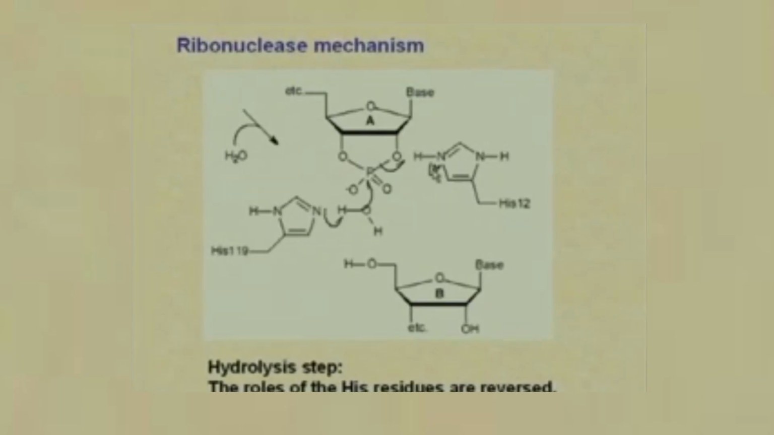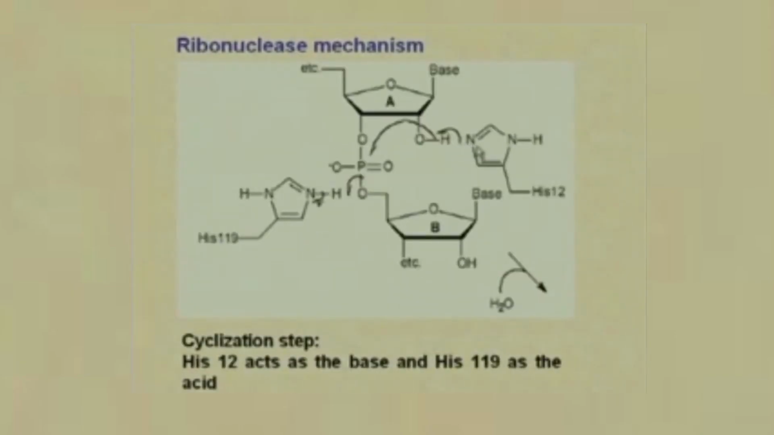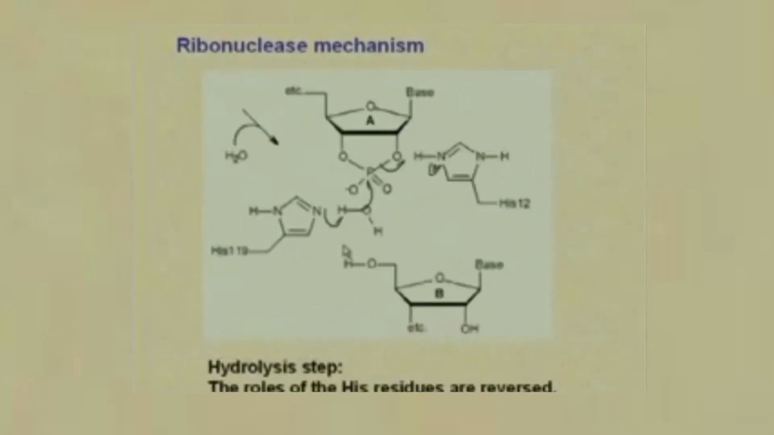In the previous step, let's go back one slide. In the previous step, this histidine 12 acted as the base. It abstracted the H from the 2' OH. Now after it abstracts the H, there is a cyclic phosphate formed, and this cyclic phosphate results in the cleavage of the phosphodiester bond here, releasing the rest of the RNA molecule. As this is released, this takes up the proton from histidine 119. So histidine 119 behaves as the acid and histidine 12 behaves as the base in the first step, that is called the cyclization step. In the next step, so what do we have?